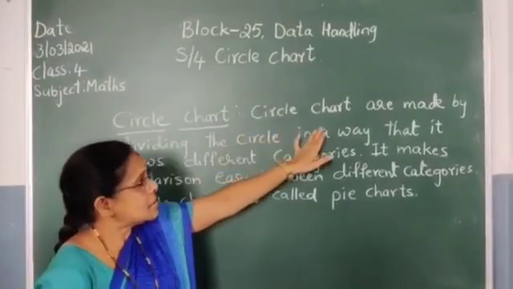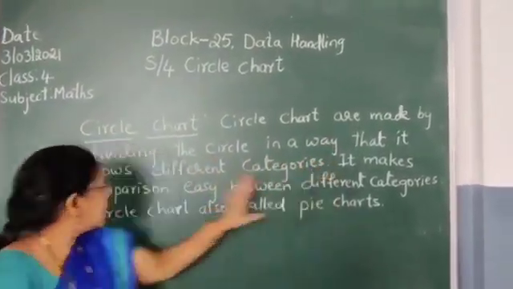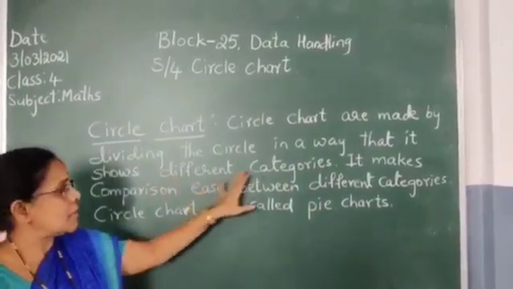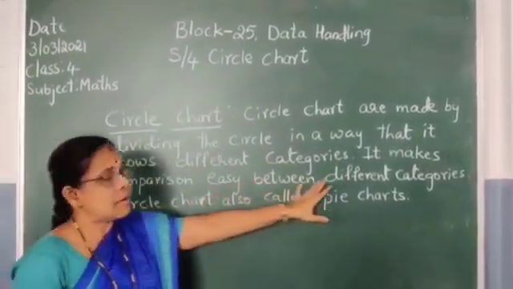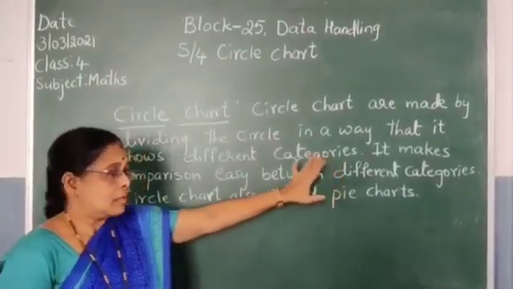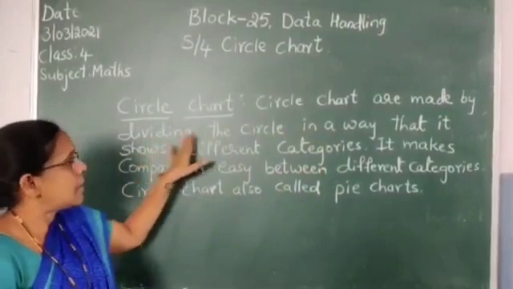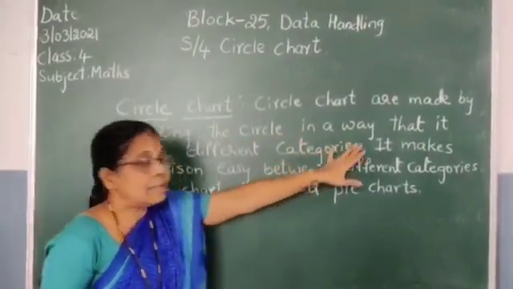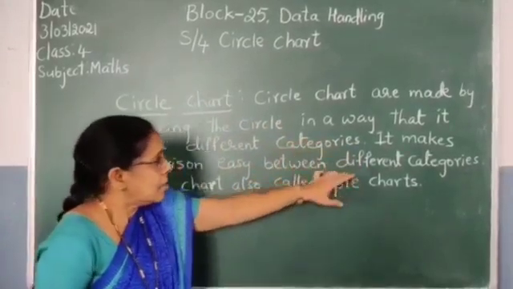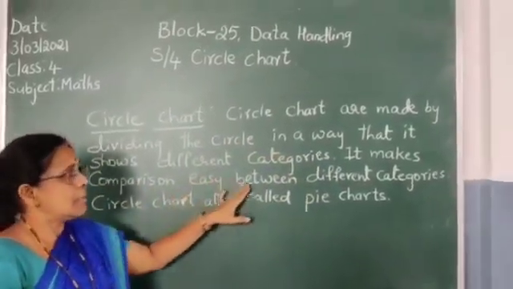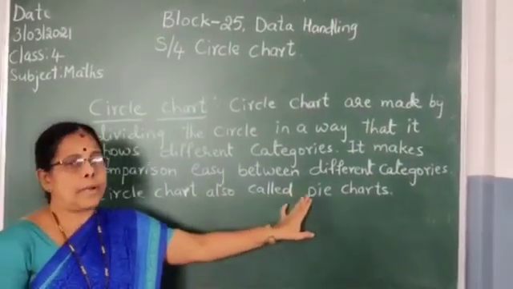Circle charts are made by dividing the circle in a way that it shows different categories. It makes comparison easy between different categories. So circle chart is also called pie chart.